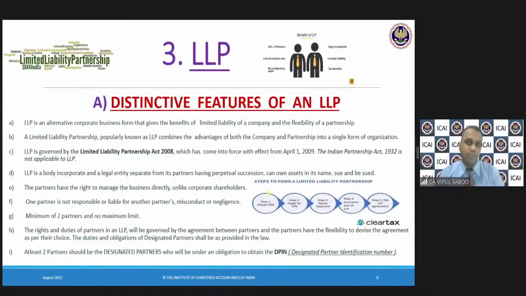partnership form of organization. In partnerships, the liability is unlimited. So say, a partnership with a limited liability is limited liability partnership.